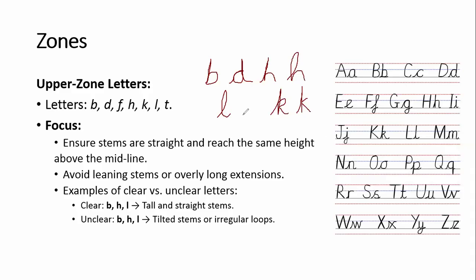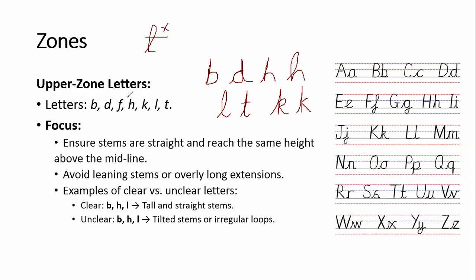Then T. For T, don't write a loop. It should be exactly a retrace line. There should not be a loop. If you write T like this, it is wrong. Don't write T in this fashion. T should be very simple. So these are the alphabets which are upper zone.